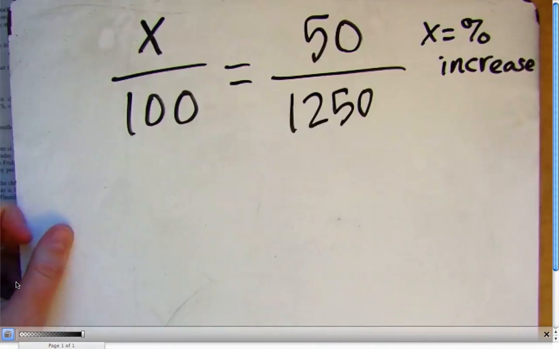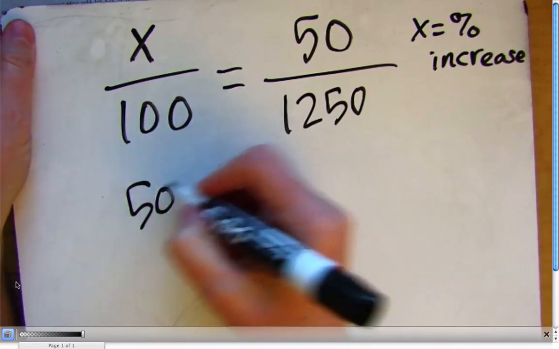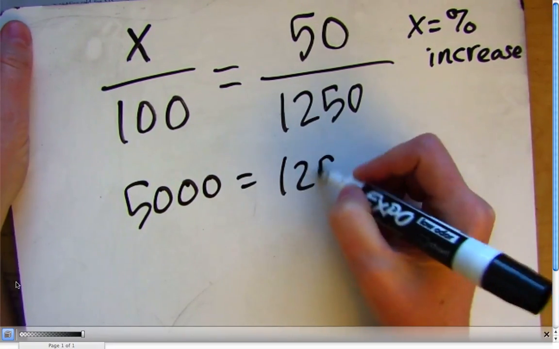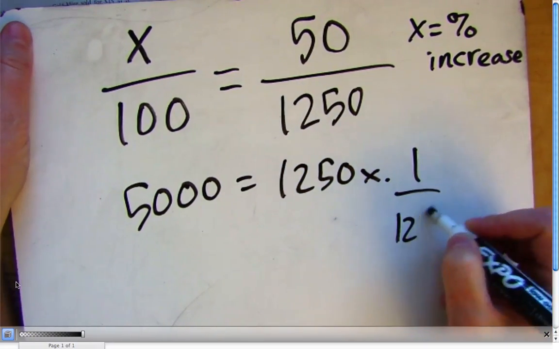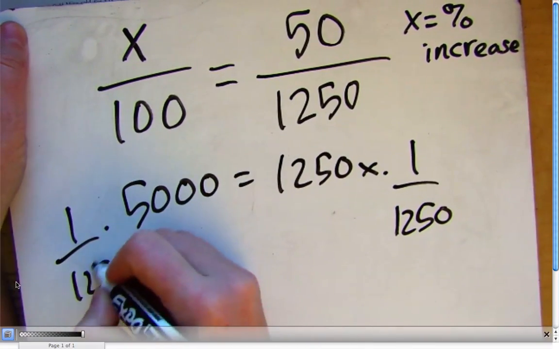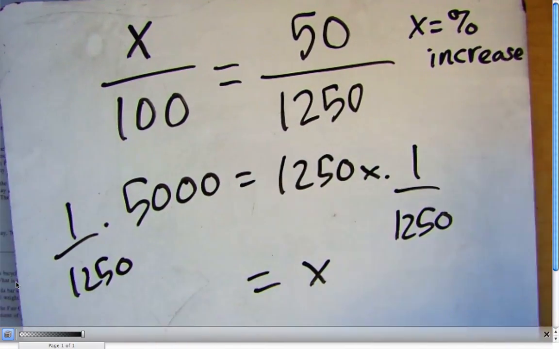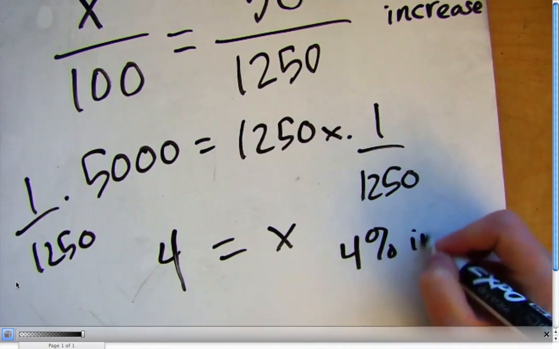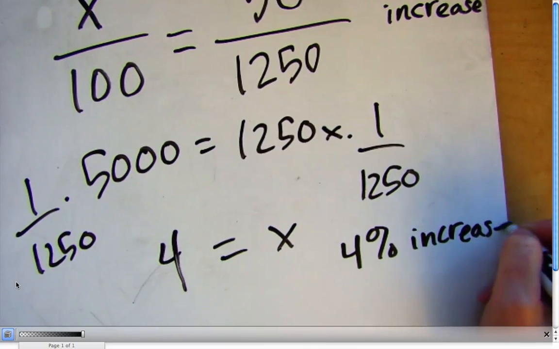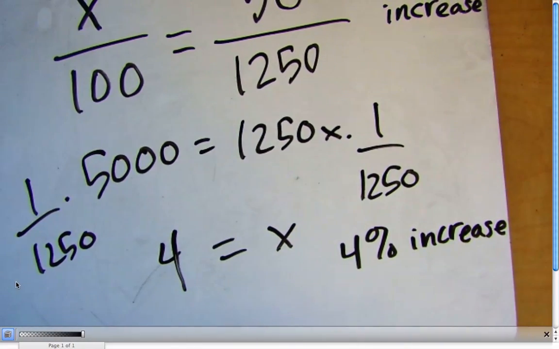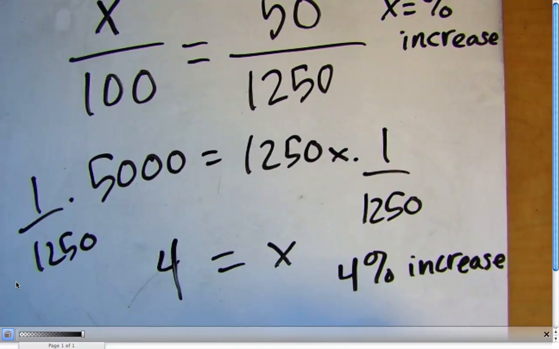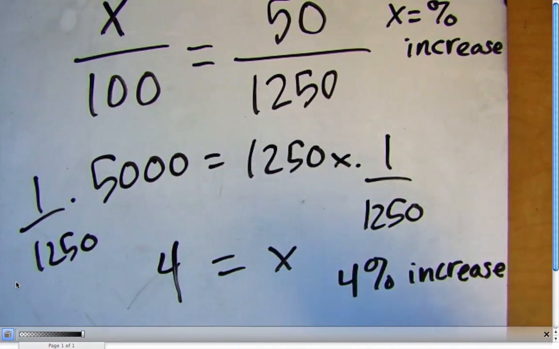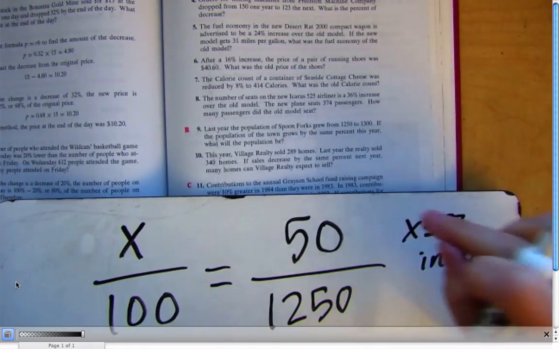This is a lot more straightforward than the last couple we did. So let's take a look at this. Do our cross multiplying. Do our division. And we get that it was a 4% increase. Makes sense because it went up 50 people out of 1,000, so it's not a drastic increase. So fairly straightforward.